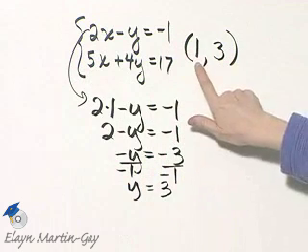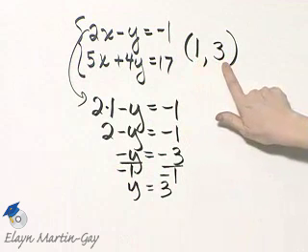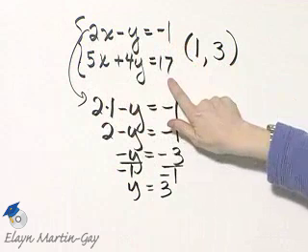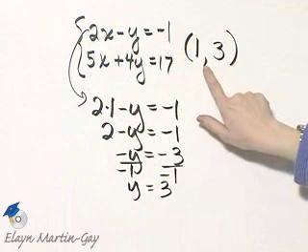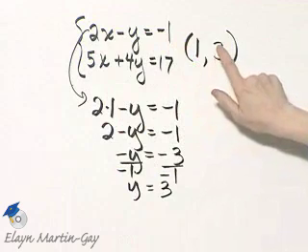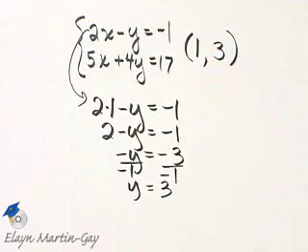How can you check? Make sure this is an ordered pair solution of this equation and also this equation. If so, it is an ordered pair solution of the system. And by the way, this should be the point of intersection when you solve graphically.